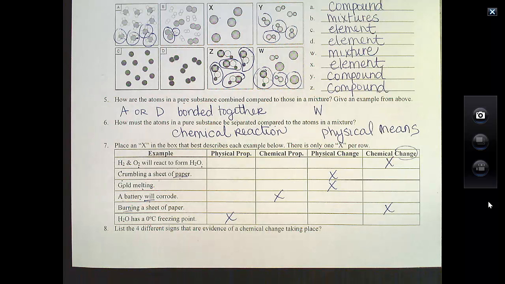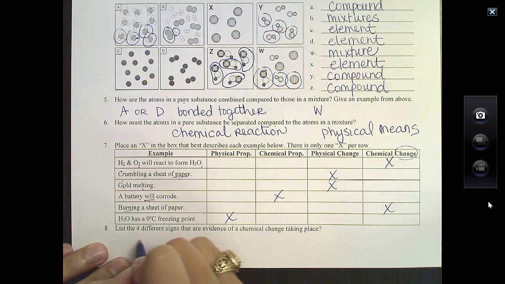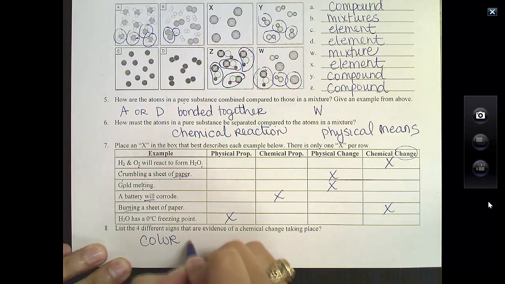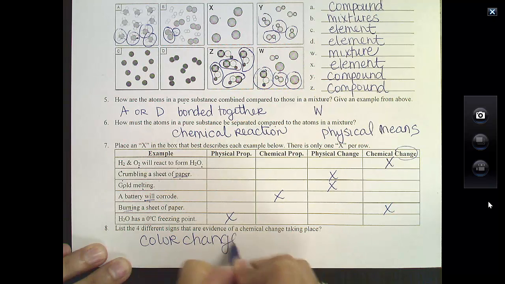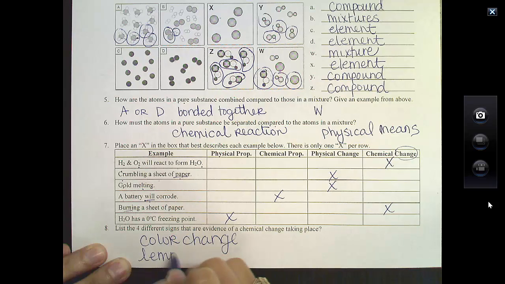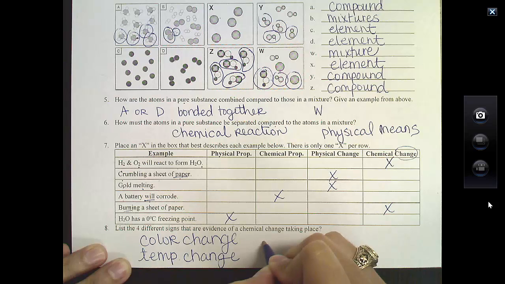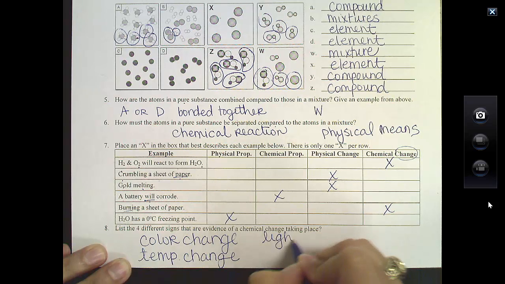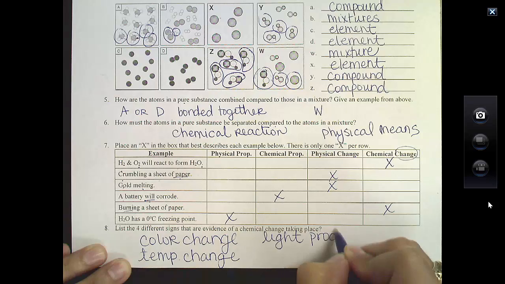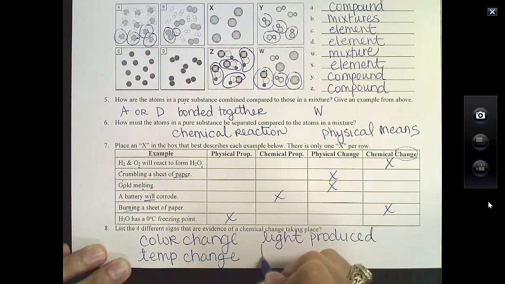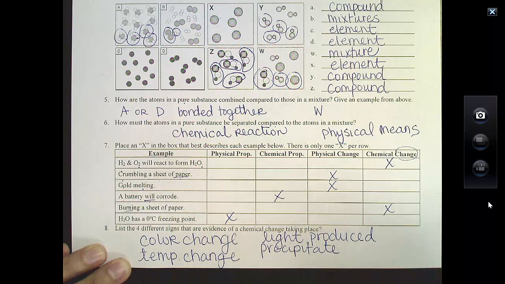Last one, number 8. Says list the 4 different signs that are evidence a chemical change has taken place. So those are an unexpected color change, an unexpected temperature change, like it gets hot or cold, light being produced, a precipitate, that's when I get a solid that forms at the bottom of my container.